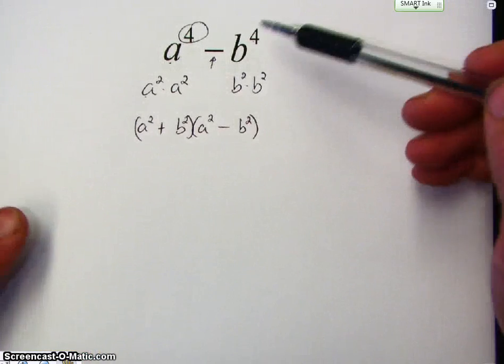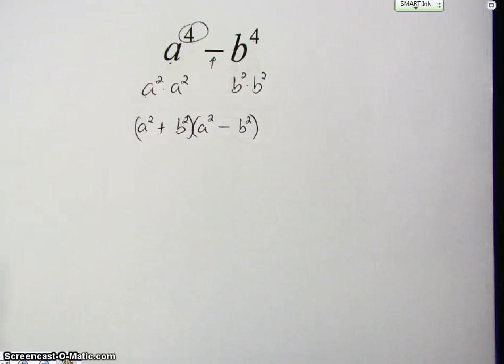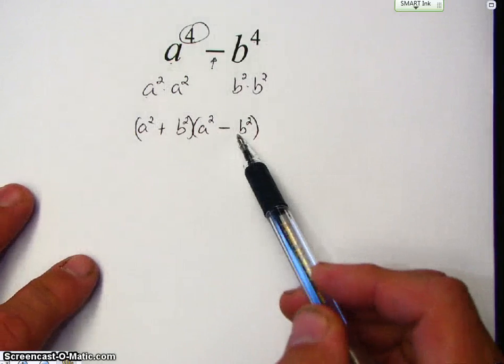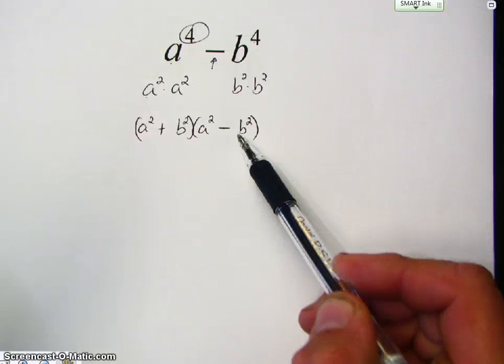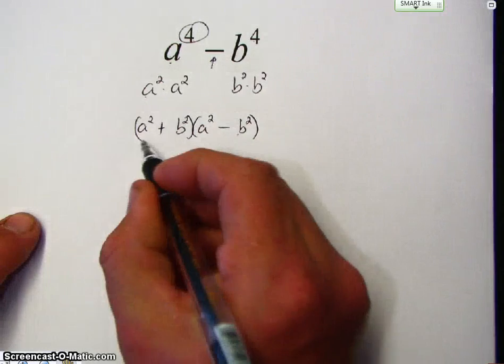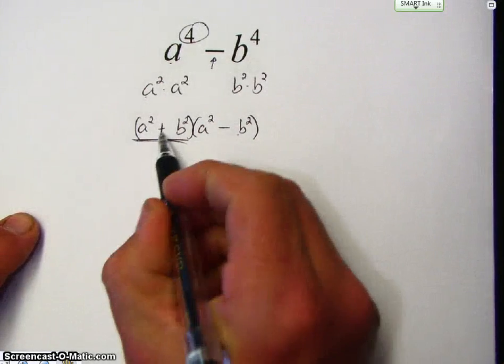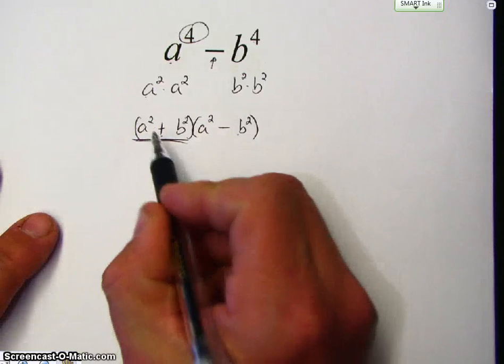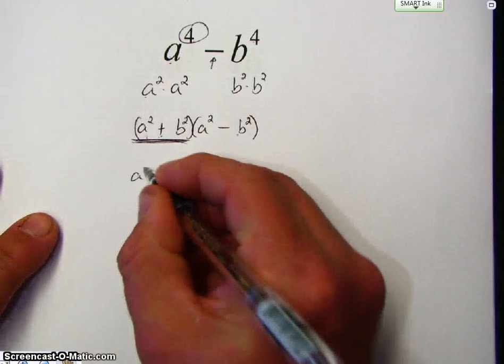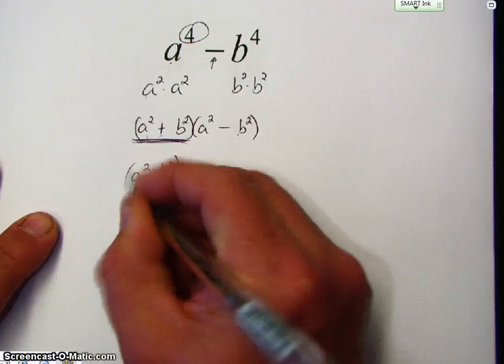Now, the reason why we picked this example is I want to show you that even though once we factor it, we can end up still having to factor some more. Well, this isn't a difference of squares. It's a sum here. It's a plus. So that means this part right here is finished.